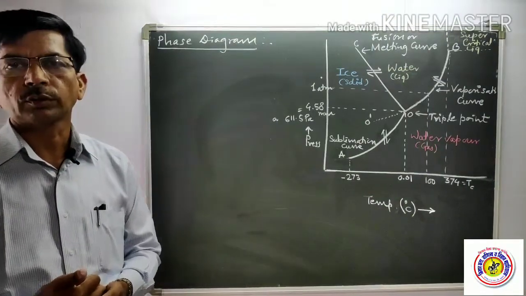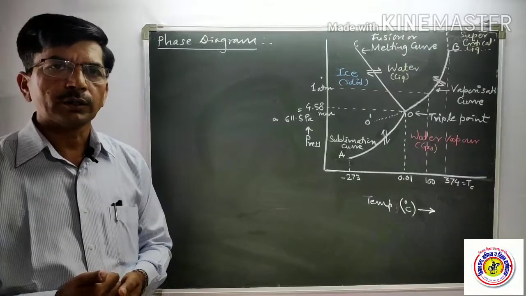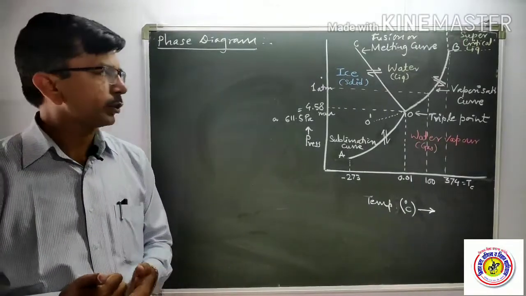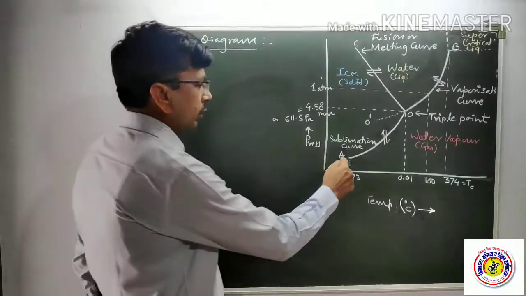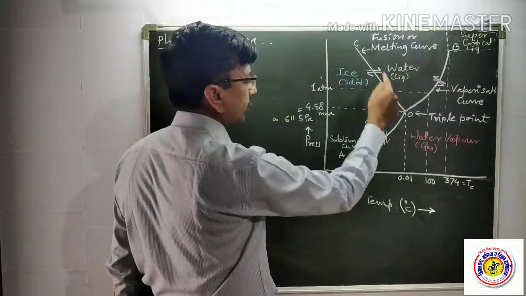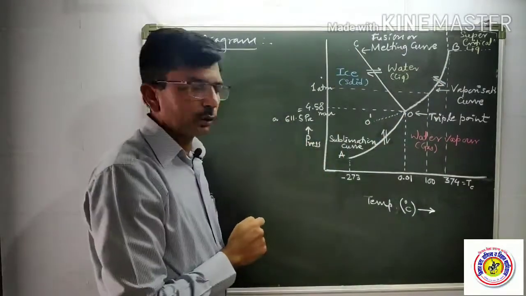The diagram is composed of three important things: curves, regions and a point. There are four curves in the diagram: curve OA, curve OB, curve OC and curve OO dash.